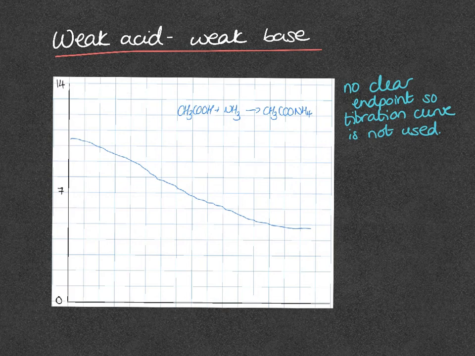The only thing that you will be asked to do is you might be asked to recognise it from a picture like this. So you need to be able to recognise the wobbly one that doesn't really work, that's the weak acid, weak base combination. So that would be something like ethanoic acid and ammonia.